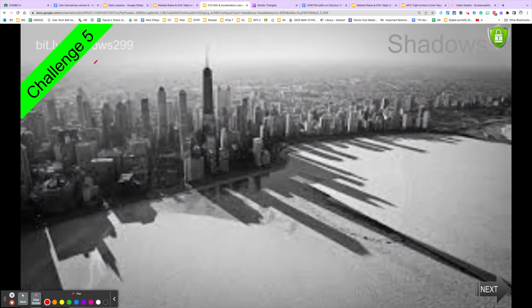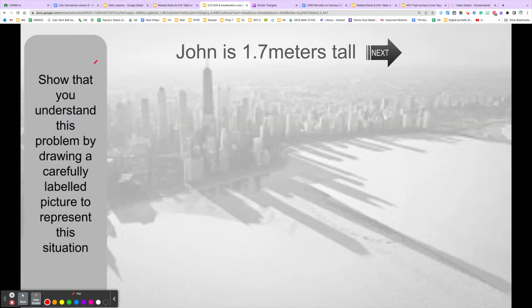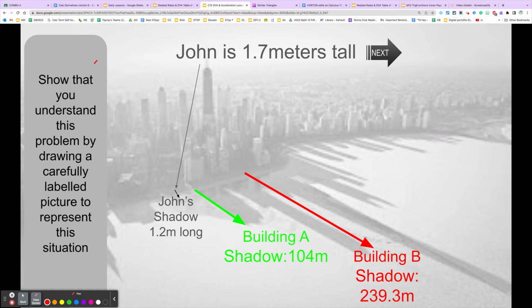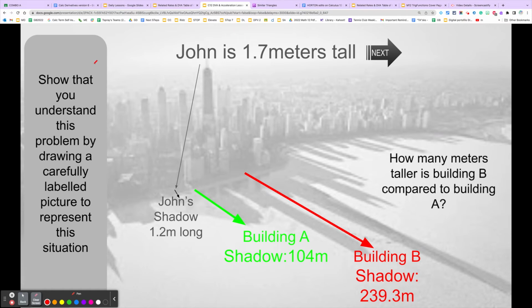Okay. All right, let's take a peek at this challenge. Show that you understand this problem by drawing a carefully labeled picture to represent this situation. Okay, so John is 1.7 meters tall. There's John way down there, and he is kind of tiny. Okay, and this building has a shadow of 104, and this building has a shadow of 239.3. And how many meters taller is building B than A? Wow, it really feels like there's not a ton of information here, but let's get into it.